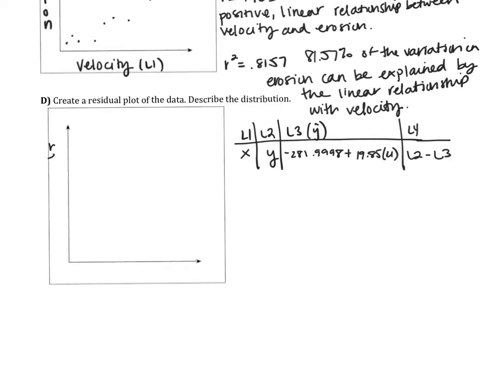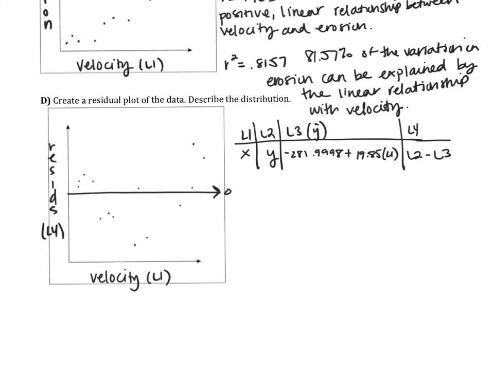So I'm going to look at my residuals, which are in list 4, versus my original x values, which is my velocity in list 1. All right, I'm going to pause the video and give you guys a second to pull up the scatter plot now. Okay, and this is what your residual plot should look like.